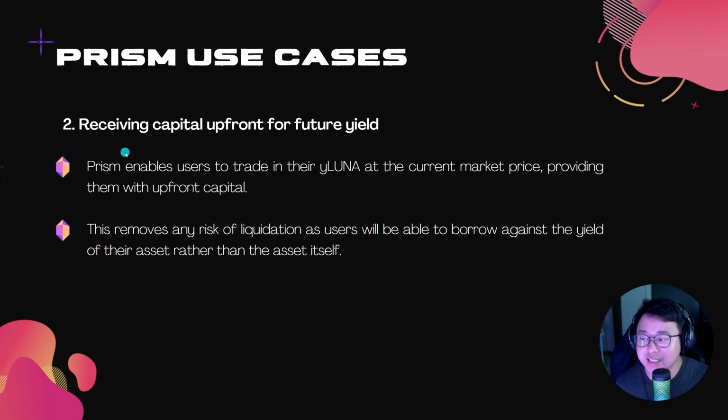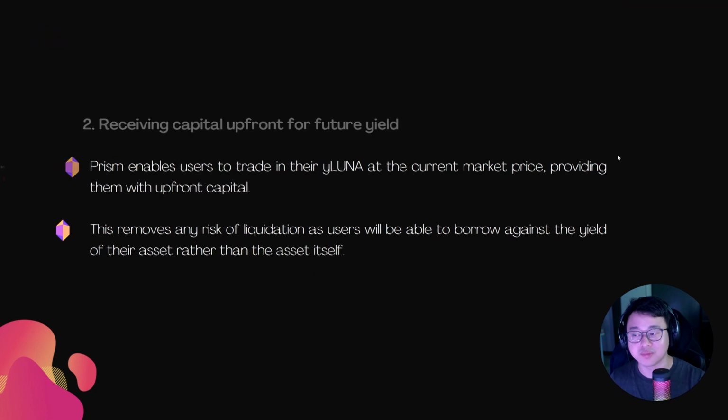Okay, and the second use case is to receive capital upfront for future yield. So Prism enables users to trade in their yLUNA at the current market price, providing them with upfront capital, which is very similar to the first use case. But what you can do afterwards is to borrow against the yield of this asset instead of the principal asset itself, and that would remove any risk of liquidation as the yield asset will be very stable in price.